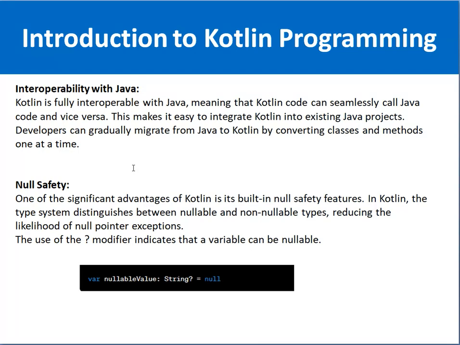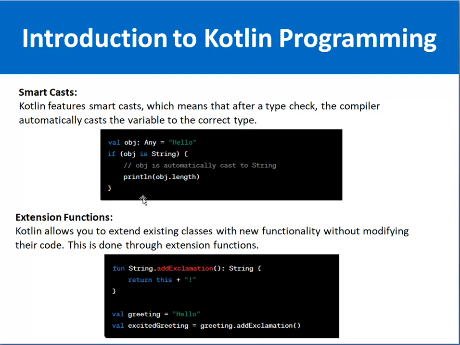However, there is a concept of null safety in the Kotlin program. If you just see var nullableValue: String?, that means this variable is nullable, so it can be null, and we can avoid the null pointer exception due to that. Smart cast.